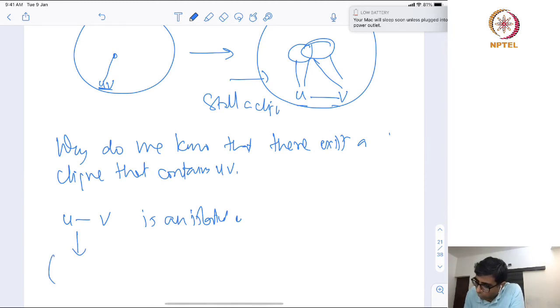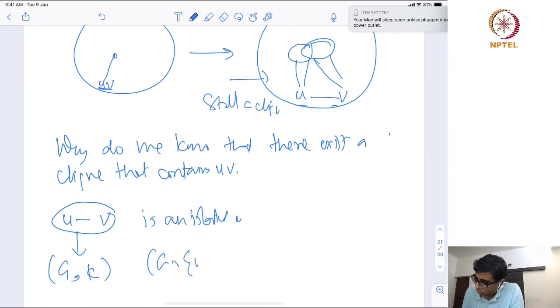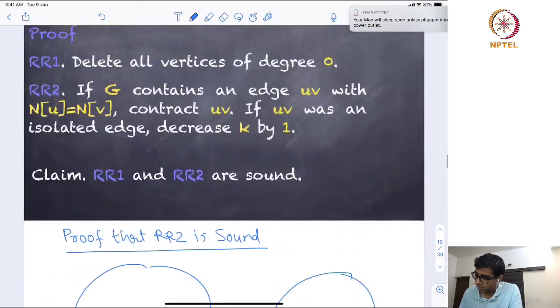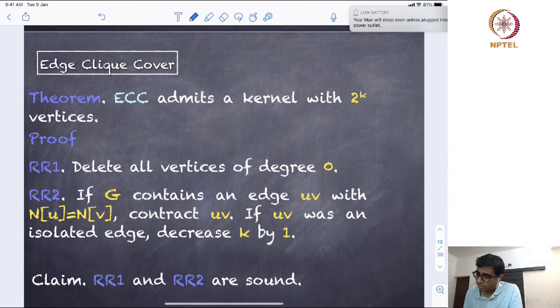What we did, because we know that if UV is an isolated edge, they are not adjacent to any other edges, then the only way you can cover this clique is by taking this edge. Then you just delete this edge and decrease the parameter by 1. So if such an edge is there, then you take G minus the UV edge and K minus 1. If you notice, we have this rule: if UV was an isolated edge, decrease K by 1.